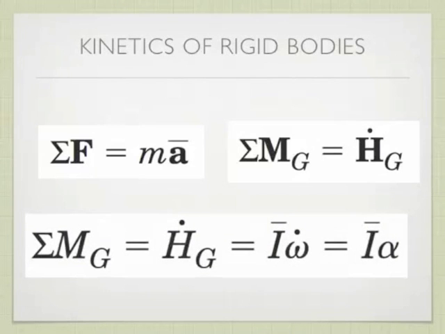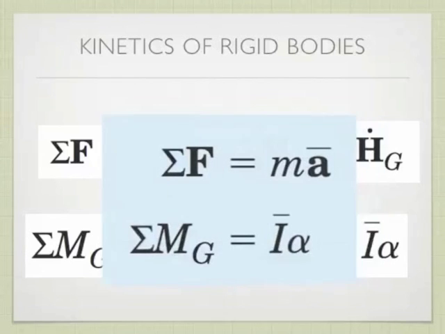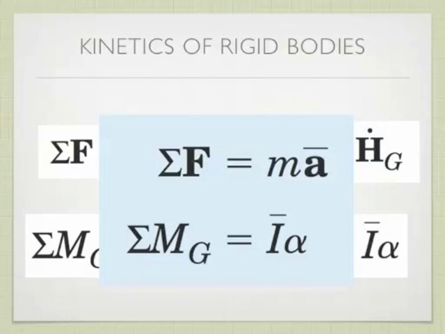And the third one is just a change of the equations. With the third equation, we can get the final equations, which are the sum of the resultant force equals m times a-bar, and the moment about G equals I-bar times alpha.